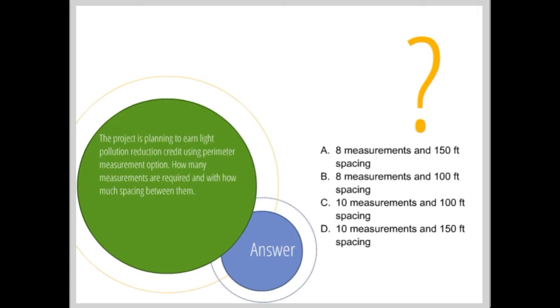The project is planning to earn light pollution reduction credit using perimeter measurement options. How many measurements are required and with how much spacing between them? The correct answer is 8 measurements and 100-foot spacing. We did discuss this under the credit requirements.